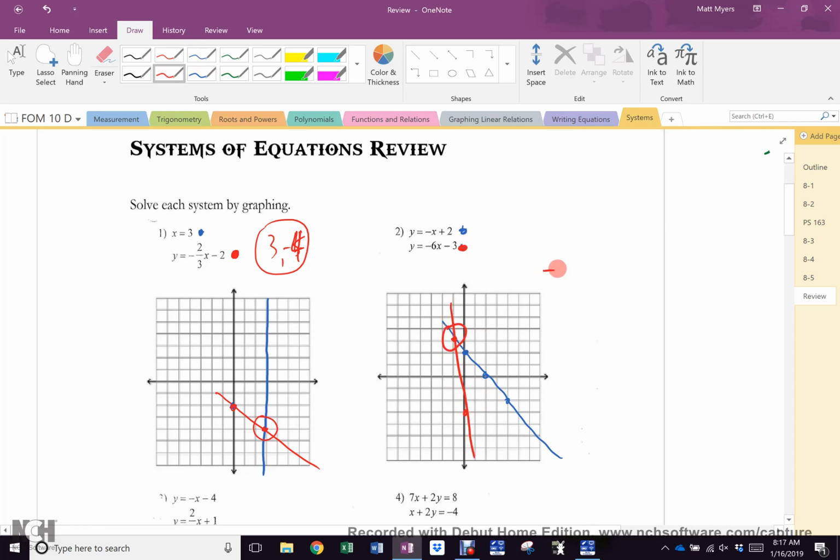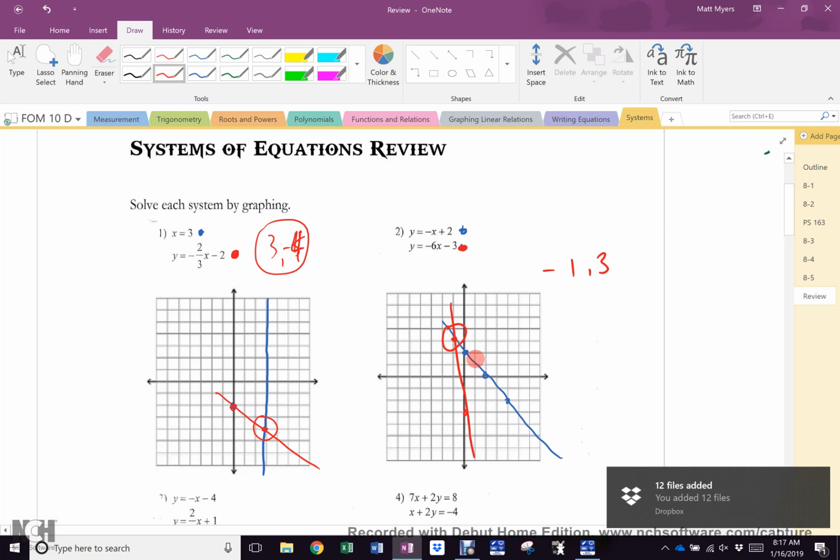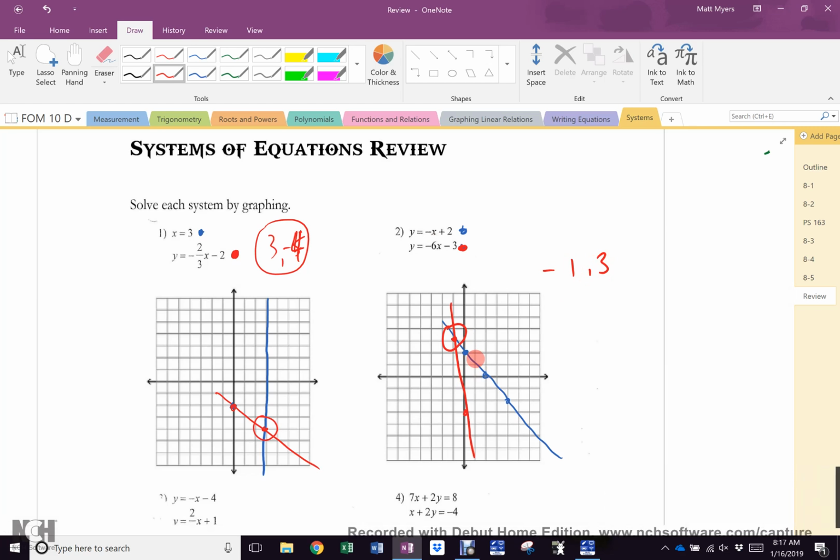Isn't the slope 1, 1? For the blue, isn't the slope like... No, the slope is -1. And then, well, down 2 and over 2 is the same as down 1 and over 1. Just like down 3 over 12 is the same as down 1 over 4.